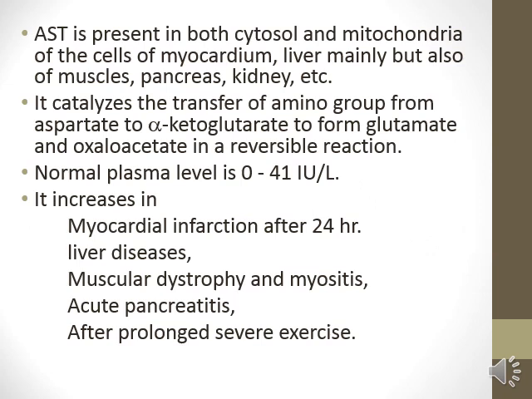AST is present intracellularly in both cytosol and mitochondria of the cells of myocardium and liver mainly, but also in the muscle, pancreas, and the kidney. Normal level of AST is less than 40 international units per liter. It increases in myocardial infarction within 24 hours and also in liver disease, muscle disease such as muscle dystrophy, myositis, acute pancreatitis, and after prolonged severe exercise.